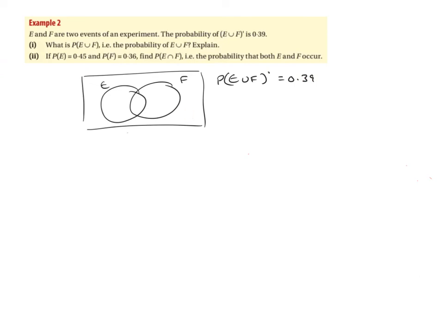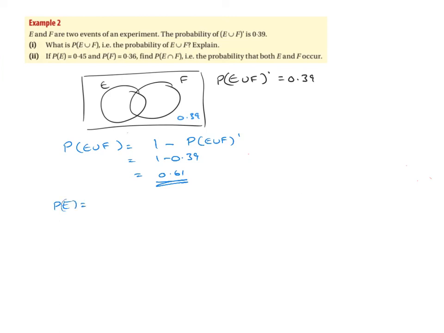Okay, so we can set 0.39 is outside, which means that the probability of E union F must be 1, because the whole sample space is 1, minus the outside, so it's going to be 0.61. So the probability of E union F is equal to 1 minus the probability of E union F complement. That's equal to 1 minus 0.39, which is equal to 0.61. Perfect.